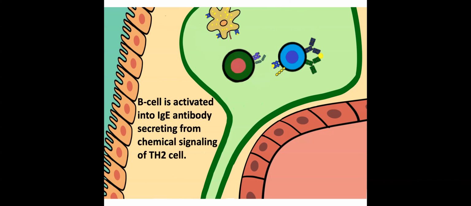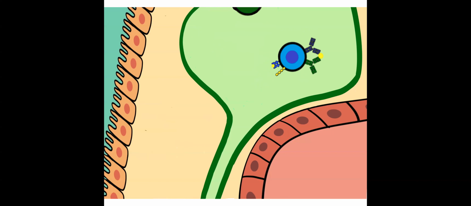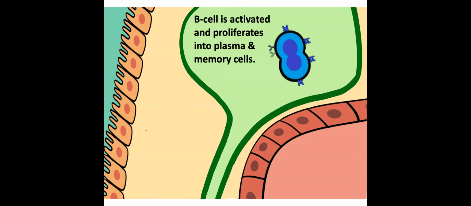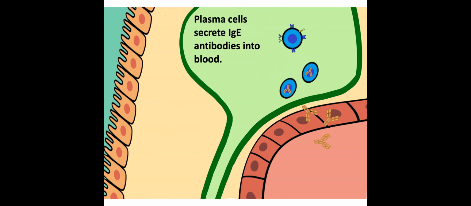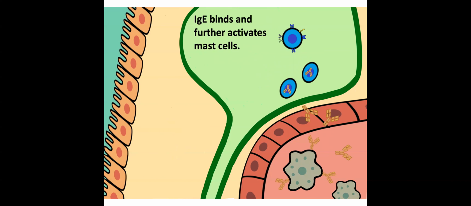This B cell is going to become activated, in which it will differentiate and divide. The important part about this is that these plasma cells are going to be IgE secreting cells, and they are going to secrete IgE into the bloodstream. This IgE binds to mast cells, causing their activation.